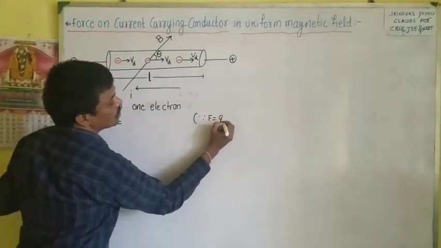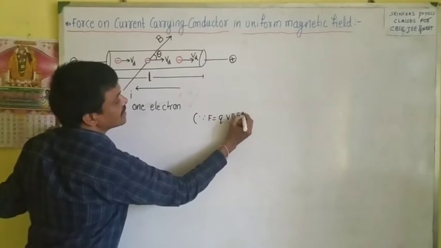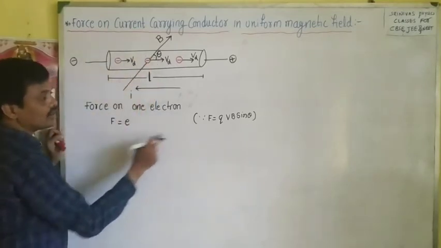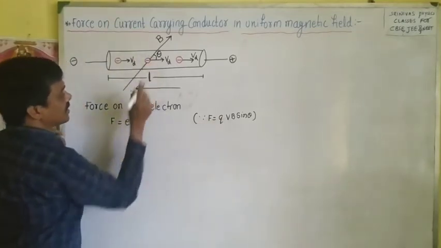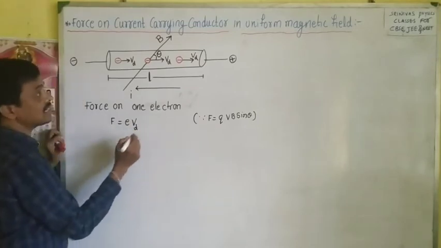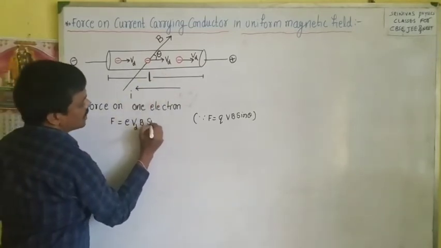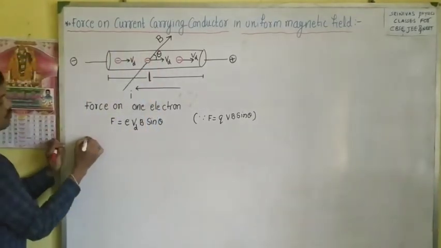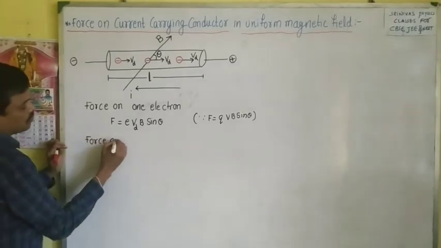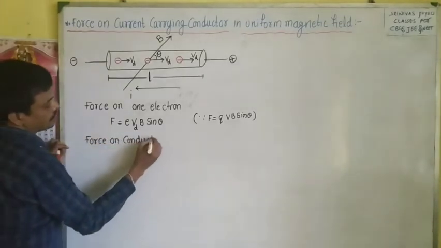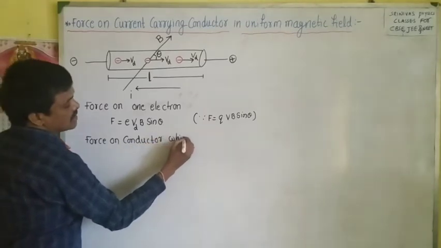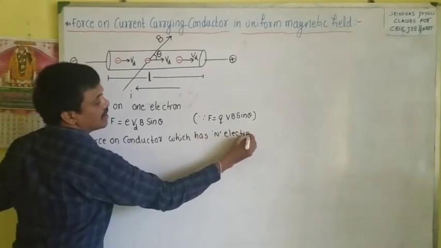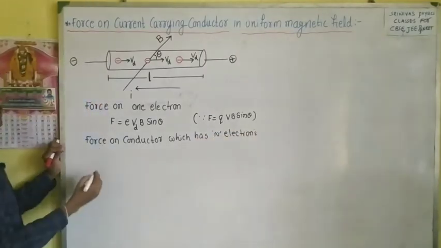The force formula we already know is F equals QVB sin theta. From this, the charge Q is e, the charge on one electron, and the velocity of the electron is Vd, the average velocity, into B into sin theta, where theta is the angle between Vd and B. Now I want to find the force on a conductor which has capital N electrons.